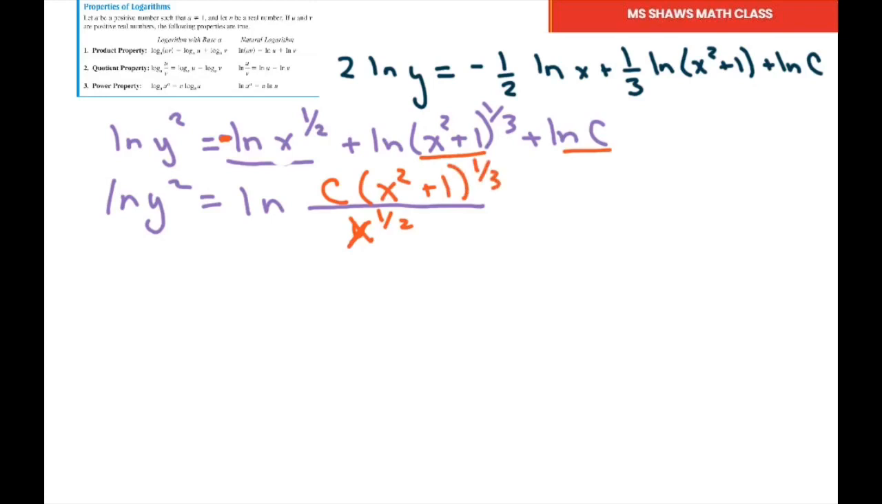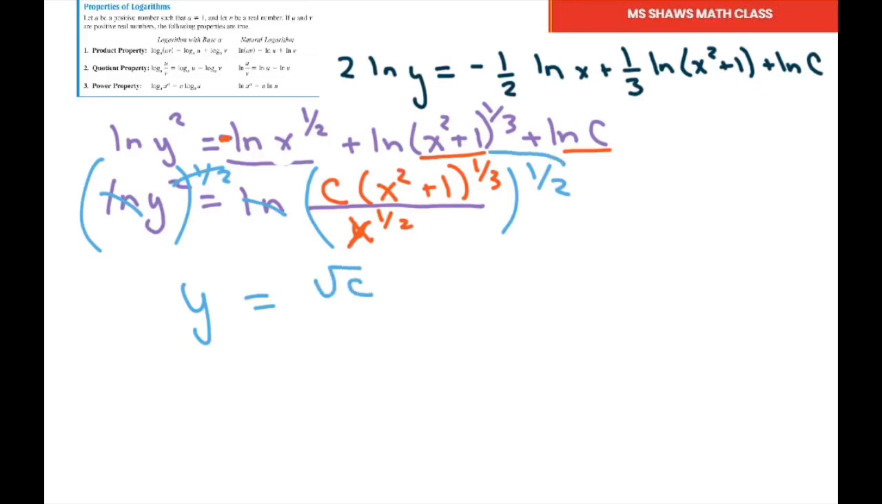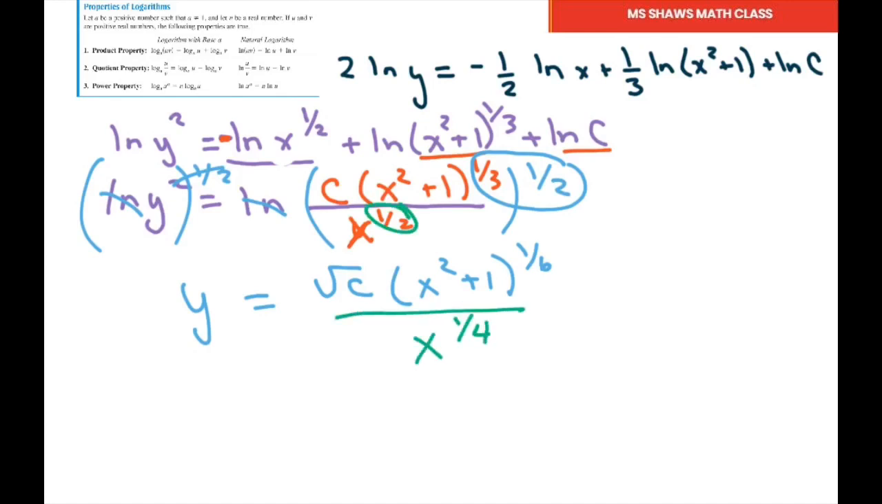Now, just like we did with the other one, we're going to power this up. Well, we can cross out the ln's now. And we're going to power this up to 1/2. So this cancels, and you get y equals square root of c, and then you multiply those two, times x squared plus 1 to the 1/6, and you also have to multiply these two, so that's going to be x to the 1/4. And that's how you do it.